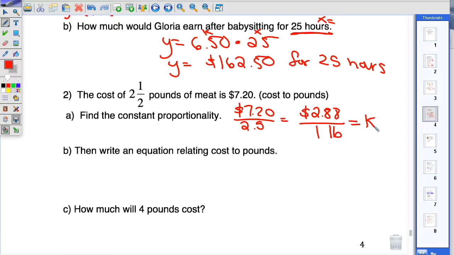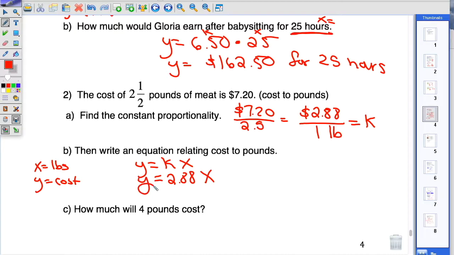Now we're going to write an equation relating costs to pounds. Your x is your pounds, your y is the cost. Using the formula, y is equal to kx. Your k is your constant of proportionality, which is your $2.88 found in your last problem. We multiply it by the x, because we don't know how many pounds yet, and that would give you the cost. So there's your equation.